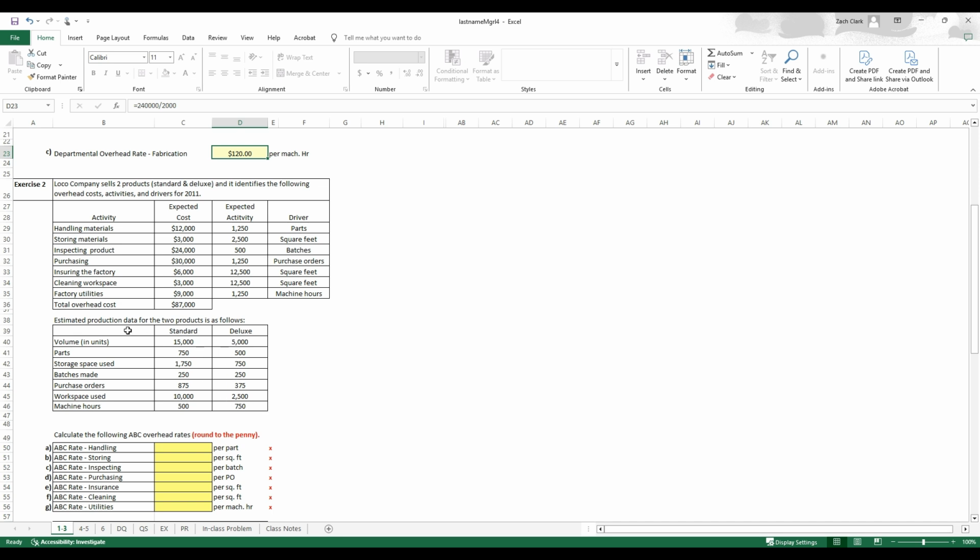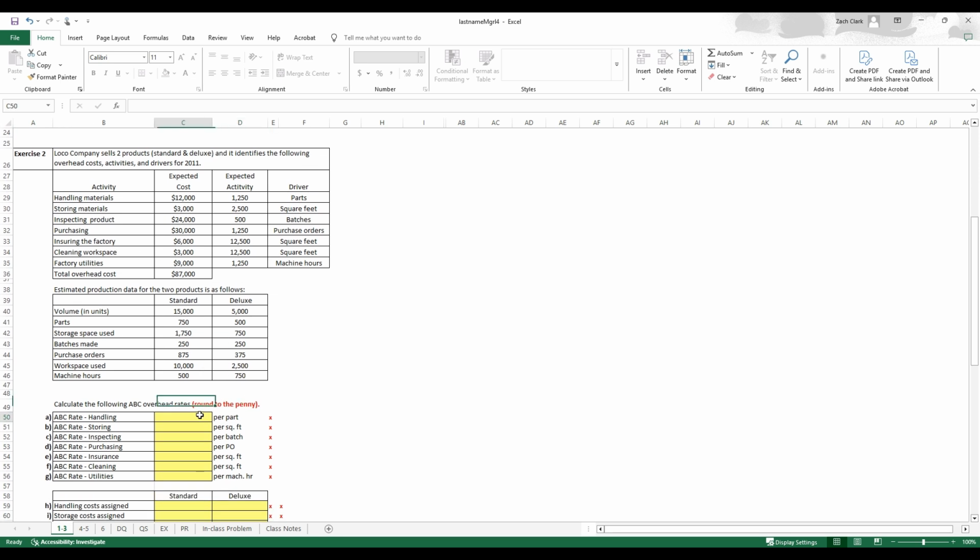And so when we get down here, it breaks out between standard and deluxe in certain ways. Estimated production data down here is going to be volume in units produced. So this is our total 20,000, 15,000 standard, 5,000 deluxe, and then we've got total parts used. You can see the total 1,250 up here and how it breaks out between standard and deluxe. Storage space of 2,500, how that breaks down between standard and deluxe. Purchase orders, square feet, and so on and so forth. And you can see workspace, 12,500.